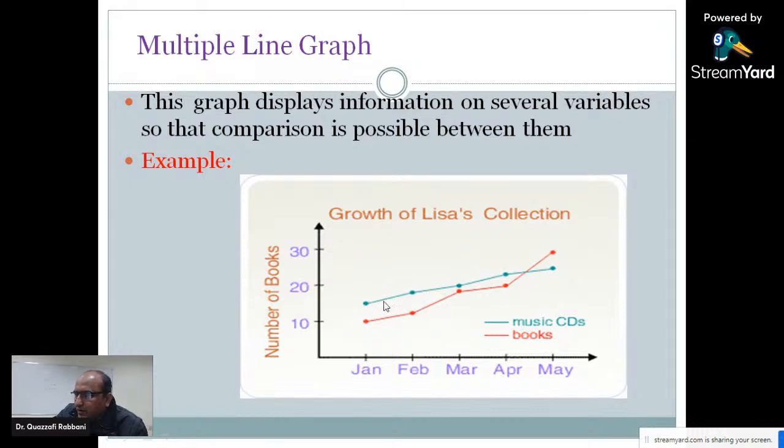So with a multiple line graph, you can also take 3 or 4 lines, whatever variables you have. This is the example of only two variables: the number of collections of books and collections of music CDs.